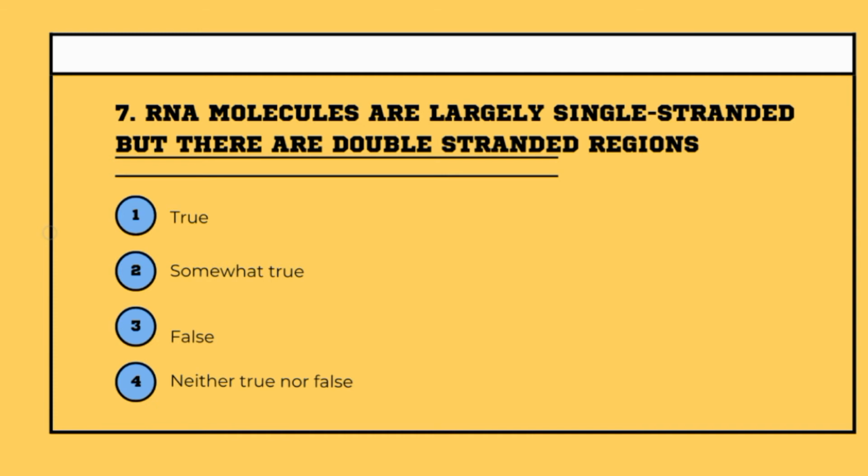Ribonucleic acids have some parts of double-stranded regions which are actually there to help with their function. So the answer is actually true. So number 1, RNA molecules are largely single-stranded. True, they are, but there are double-stranded regions in there. So the answer is number 1.